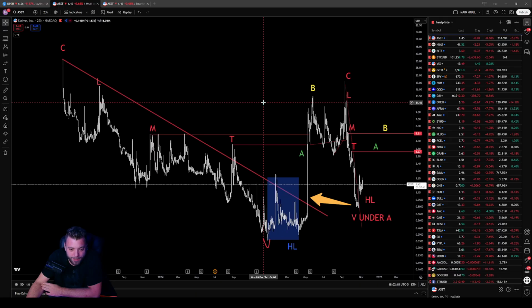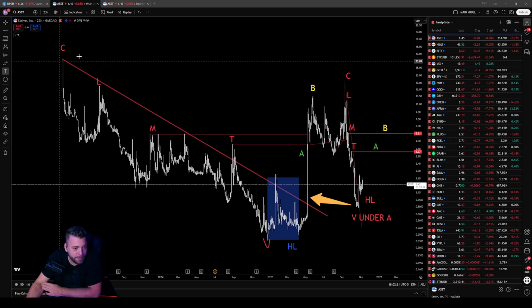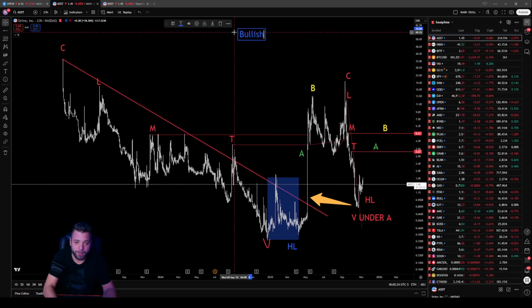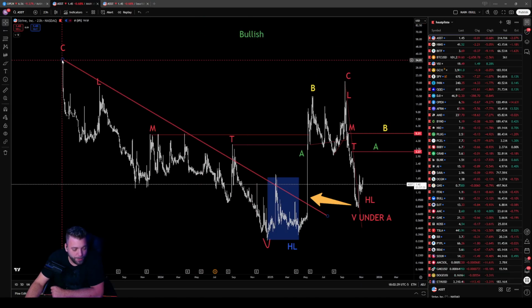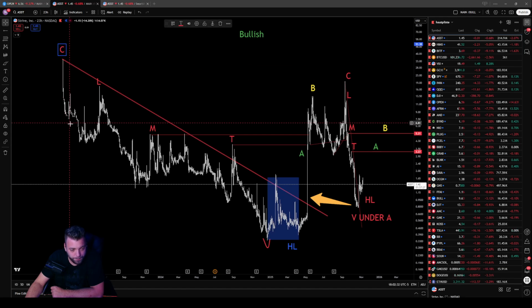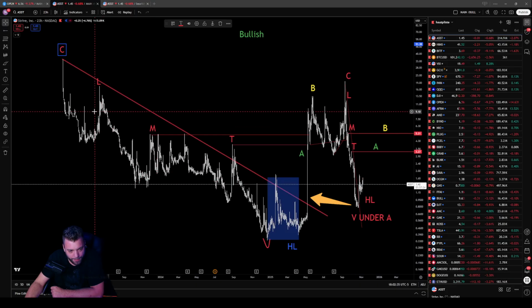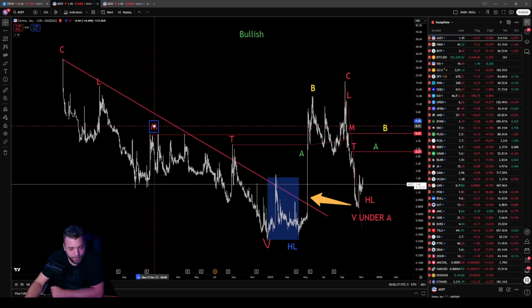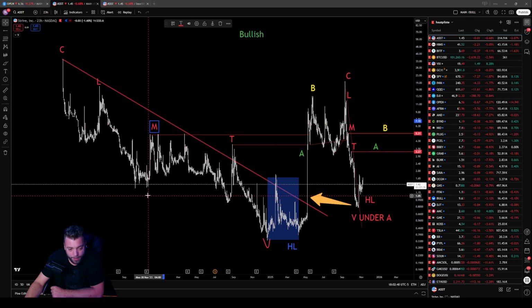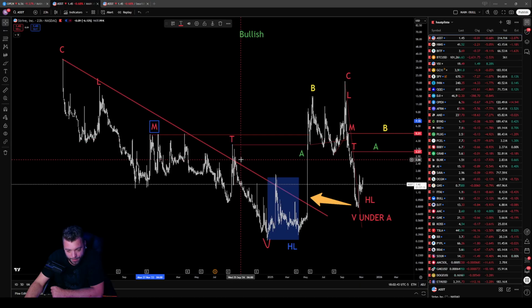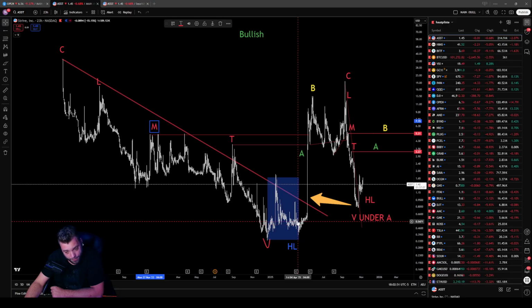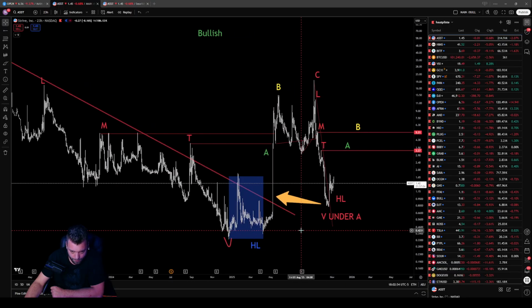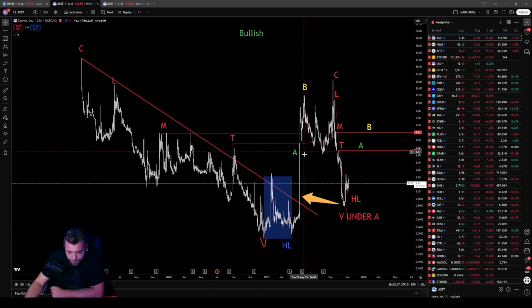So for the bullish version, from your IPO, this was clearly your C. You did your lower high, then you made the lower low from your lower high. This was your T. You again did a lower low to your M. This was your T. And down here in December 2024 was your V. From there till April 2025 was your higher low. And then you went into the breakout again.